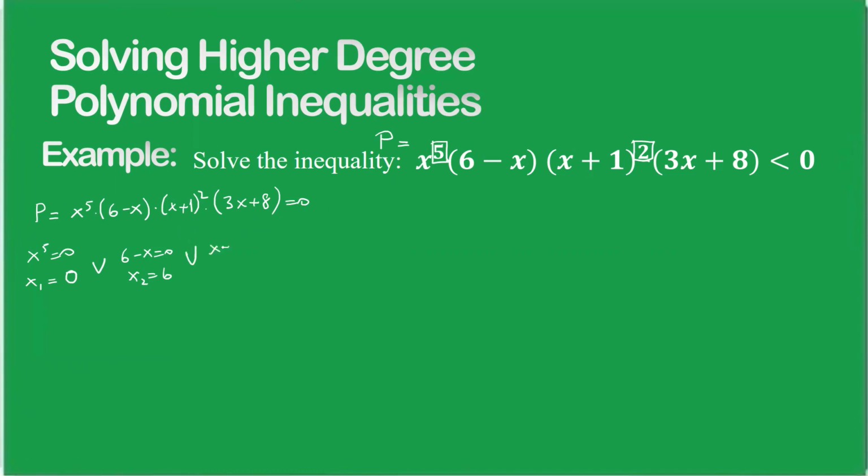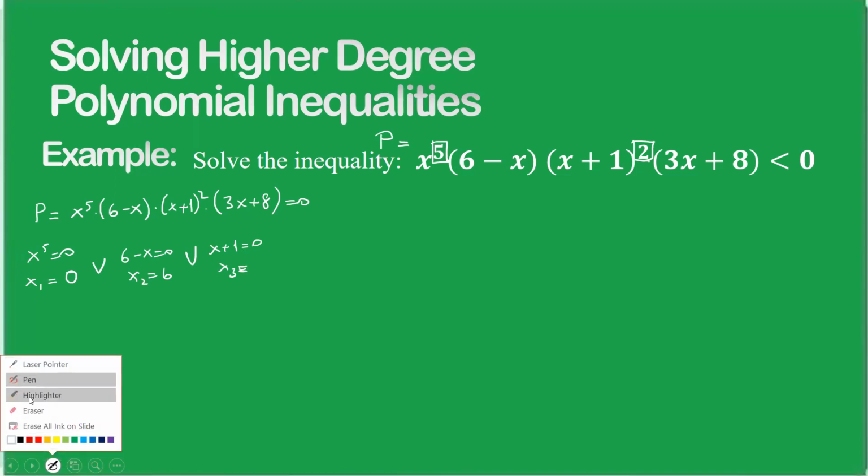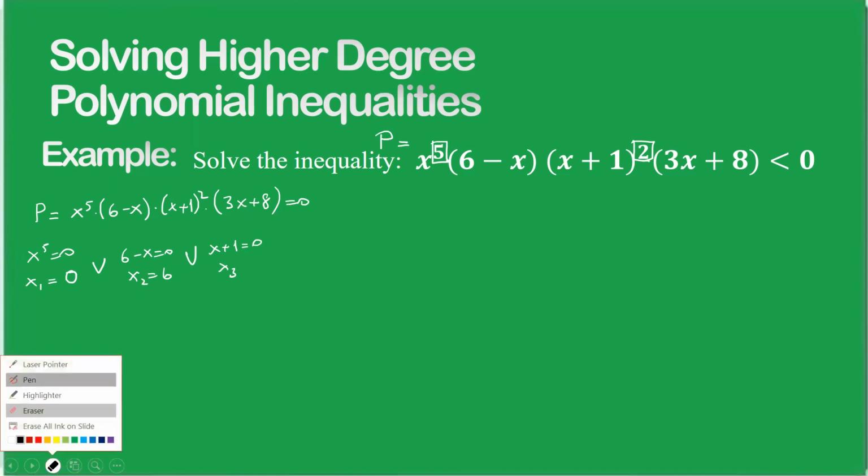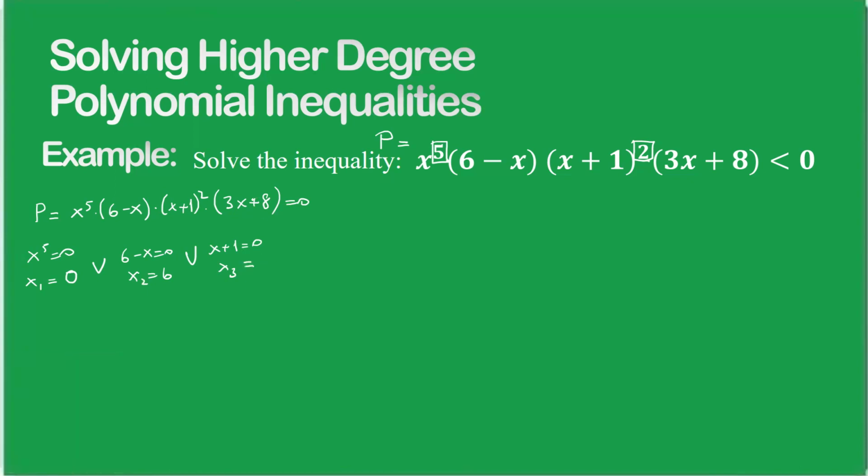So x plus 1 is 0, then x3 is, let's clean this one, let's write better. Okay, x3 is minus 1, right? We may write x3 and x4. Double root because of this one. So 3x plus 8. It's a little bit strange, but anyway. 3x plus 8 is 0.